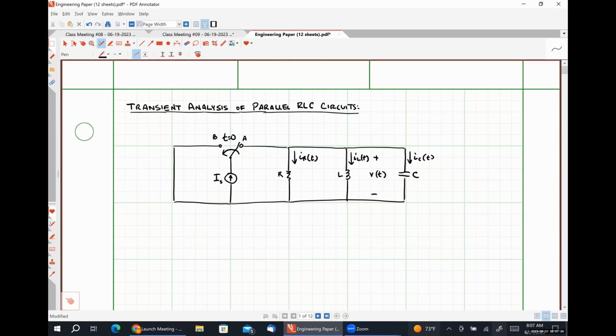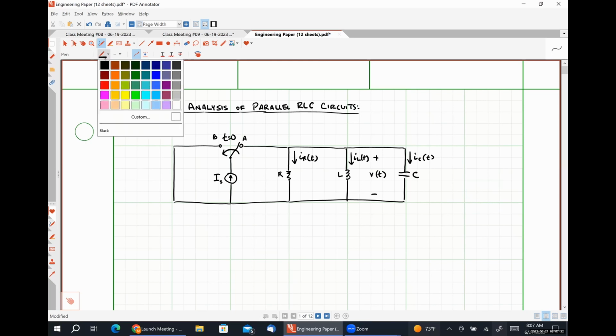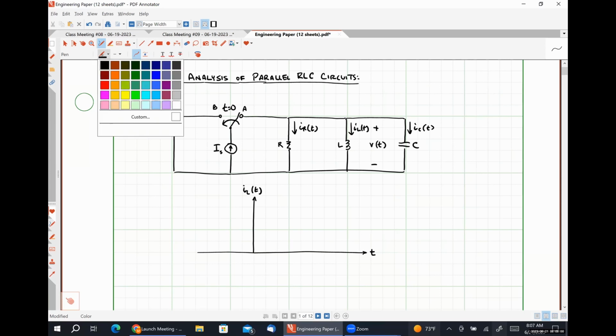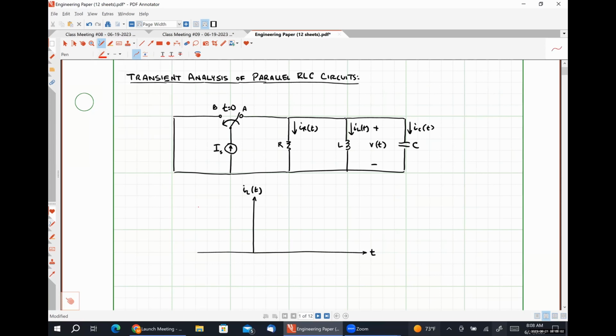Okay, so graphically, our inductor current is going to look something like this. And actually, let me move this axis more to the middle. So here's IL of t. Here's t. So our inductor current is some constant value during this DC steady state condition.